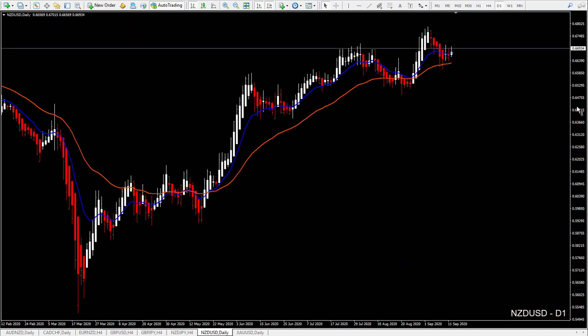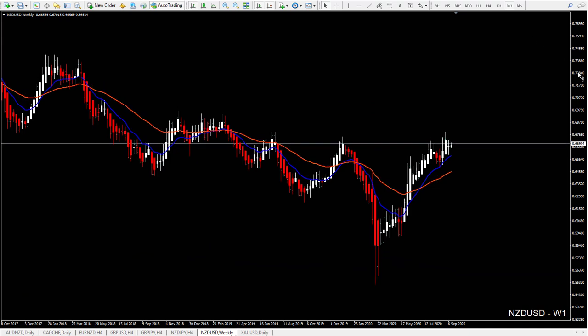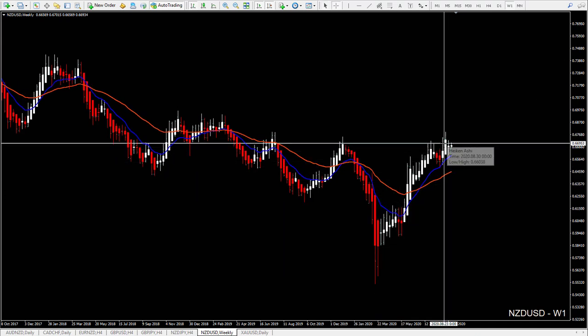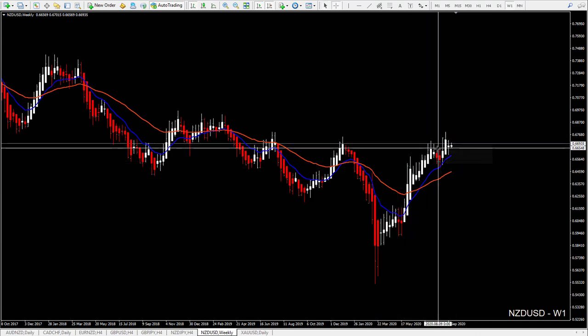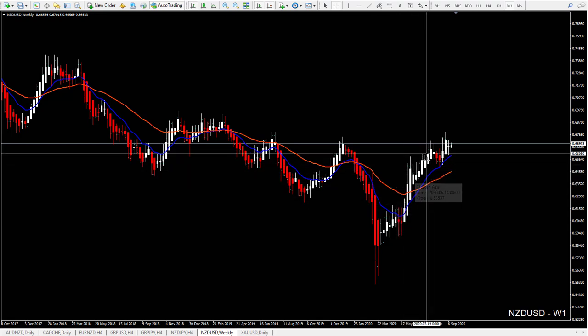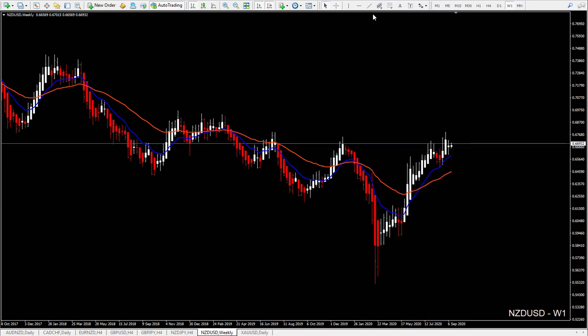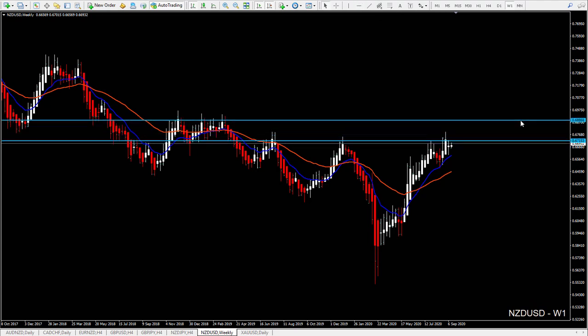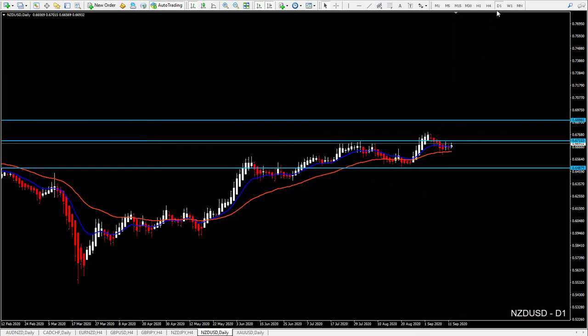New Zealand US dollar looks more or less the same. The thing is that on the weekly chart, it looks a little bit better. It's not in a range. It's in a trend, but we see that this trend is slowing down. We have this resistance. We have another resistance higher, and we have a support area here. So what we might have.